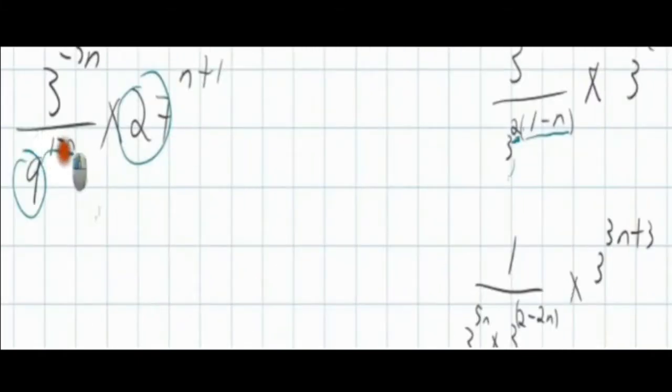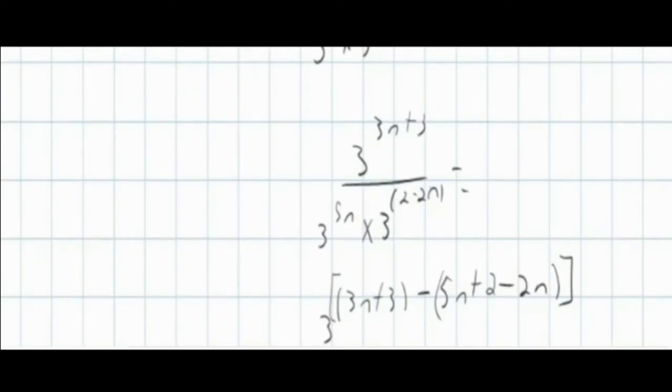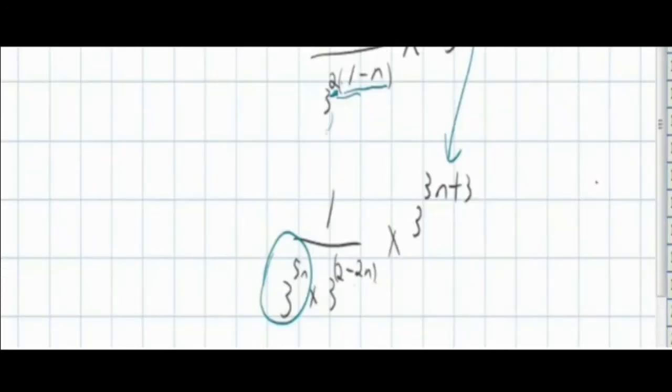But since these are exponents, it's squared times 1 minus n. So the previous exponent that was already there, this 1 minus n, is now being multiplied by the 2. And this n plus 1 is being multiplied by 3. So, as you can see here, I expanded the 3. So I said 3 times n and 3 times 1. So now this is 3 to the 3n plus 3. Over here, I've also done the same thing with this part. I said 3 to the 2 minus 2n.